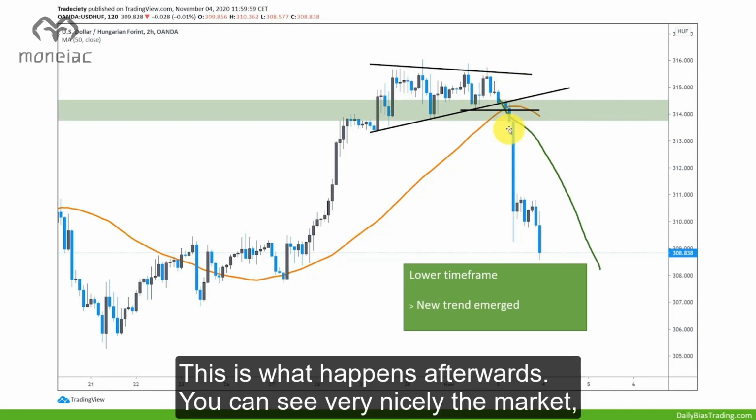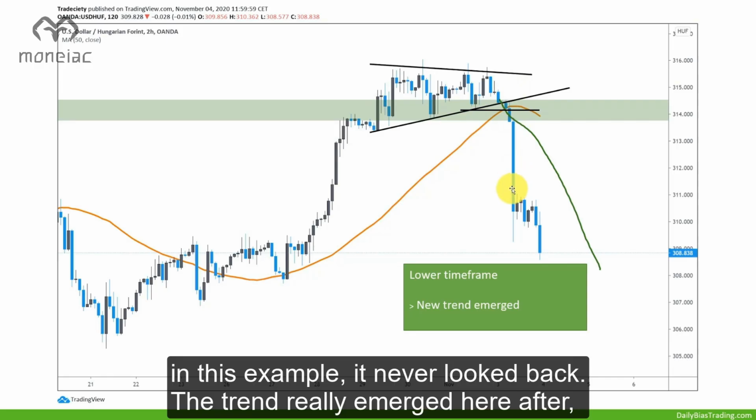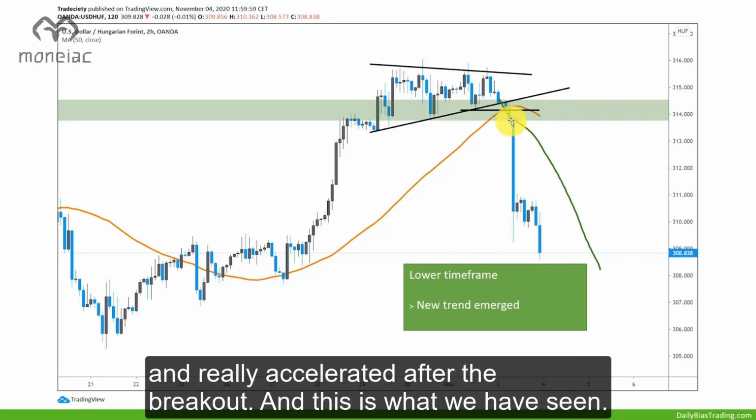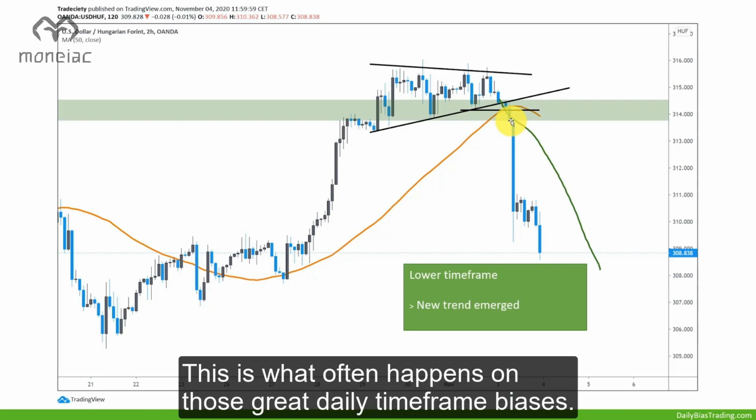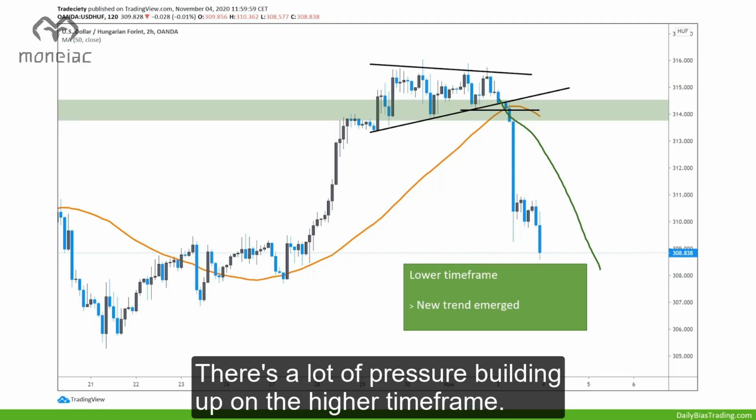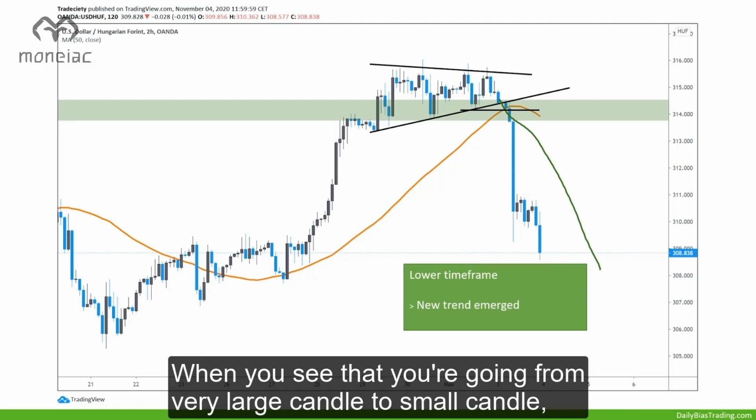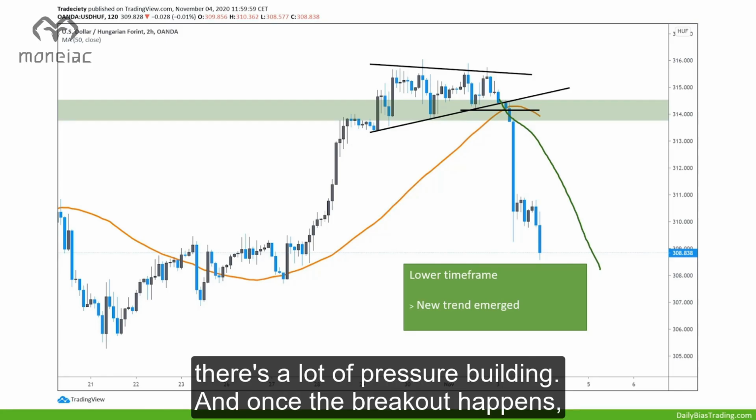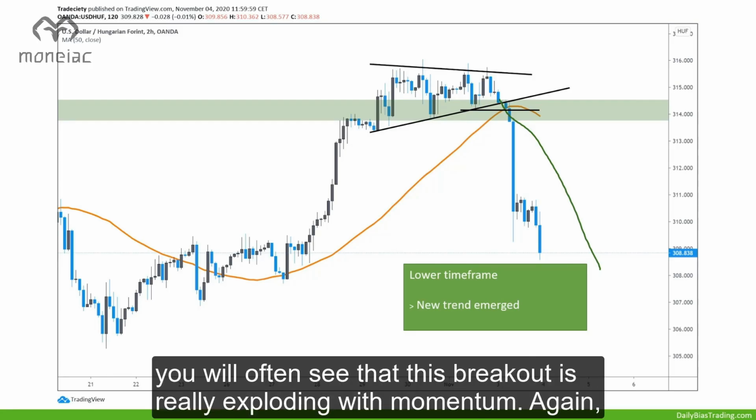You can see very nicely the market, in this example, never looked back. The trend really emerged here after and really accelerated after the breakout. And this is what we've seen. This is what often happens on those great daily time frame biases. There's a lot of pressure building up on the higher time frame. When you see that you're going from a very large candle to small candle, there's a lot of pressure building. And once the breakout happens, you will often see that this breakout is really exploding with momentum.